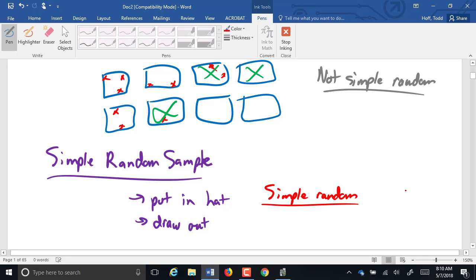It is, yes. And you have to be careful how that's done. If you draw them out and then you put the name back in, it's not. But if you draw them out and just set them aside and keep going, it's simple random. Yeah. Probably it all depends on the specified rules we're going into. Any questions?